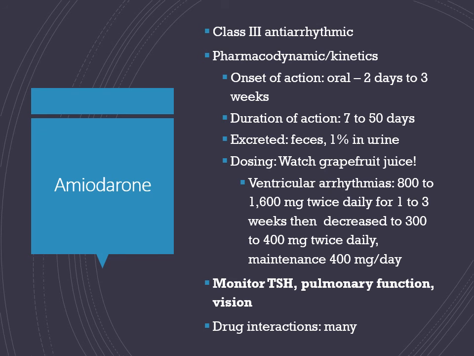So amiodarone, just to get a little bit more detail about, is a class 3. It has an onset of action that is from 2 days to 3 weeks and a duration of 7 to 50 days. So that's something to keep in mind when dosing and monitoring effects and adverse effects. Again, monitor the TSH, pulmonary function, and vision. Lots of drug interactions. So keep that in mind when you're prescribing something and anything in patients that are on amiodarone.